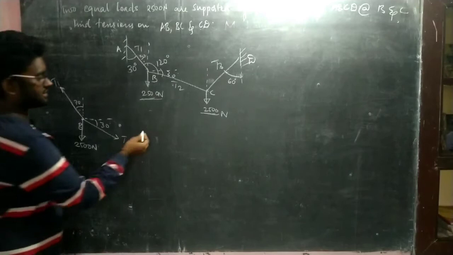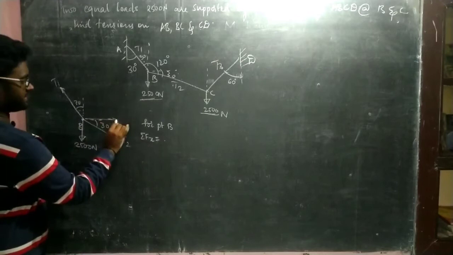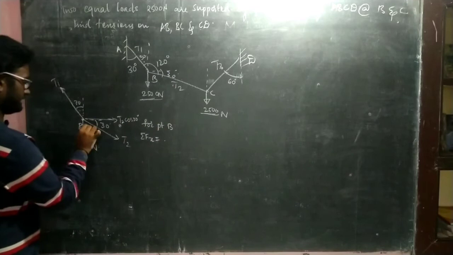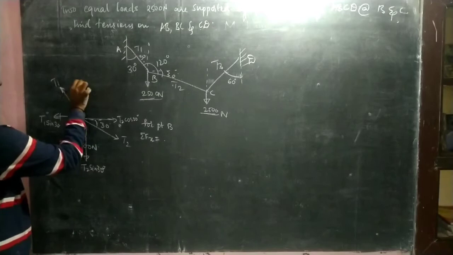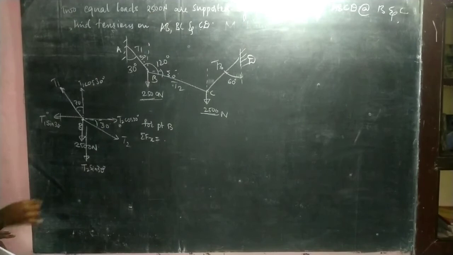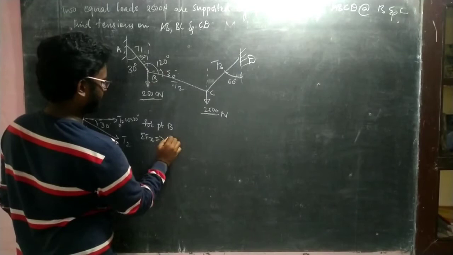So let us solve this problem. Considering point B, summation of f of x is equal to, so let us resolve these components. So this becomes T2 cos 30 degree and T2 sin 30 degree, and this becomes T1 sin 30 degree and T1 cos 30 degree. We have resolved all the forces. Now let us compile point B. On point B, what is the summation of f of x? This is the positive direction, so summation of f of x is equal to 0.